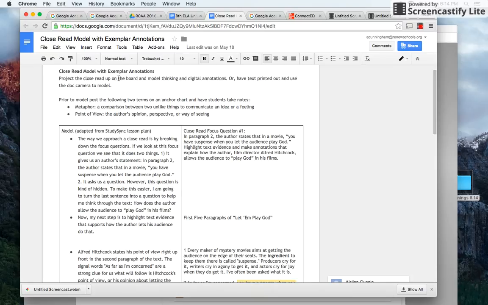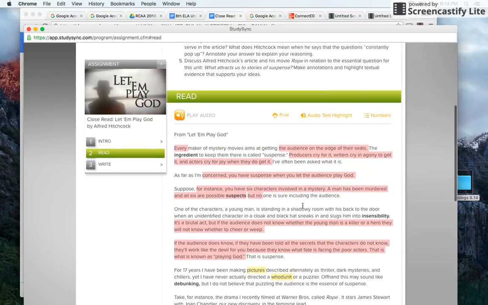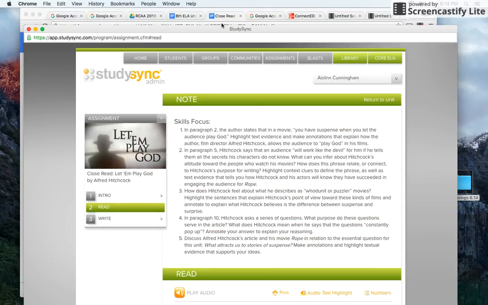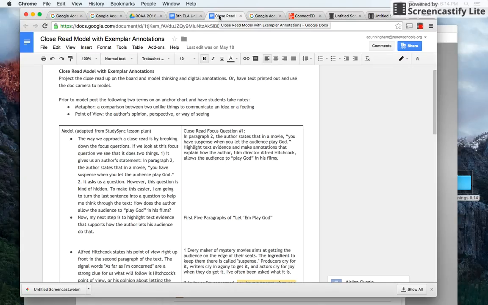I suggest projecting the close read up on the board. So you would be projecting this screen up on the board, so you are looking at the same screen students are seeing. Or, old school, print out the text and use the document camera. Whichever one comes more naturally to you, it doesn't matter. Also, post these 2 terms. Students should already know what these things mean because they learned them in 7th grade as well as in 6th grade. So these are really serving as a reference and not necessarily as the focus of the lesson.